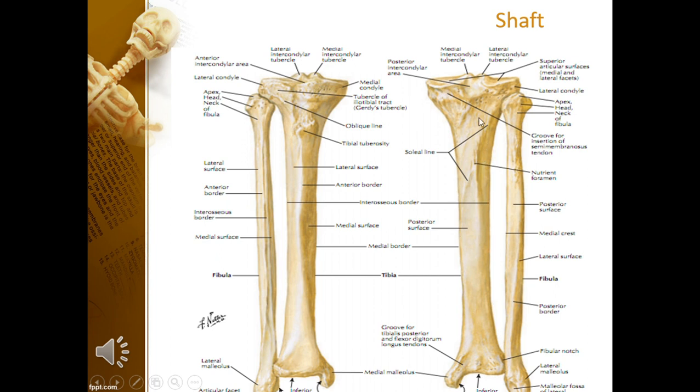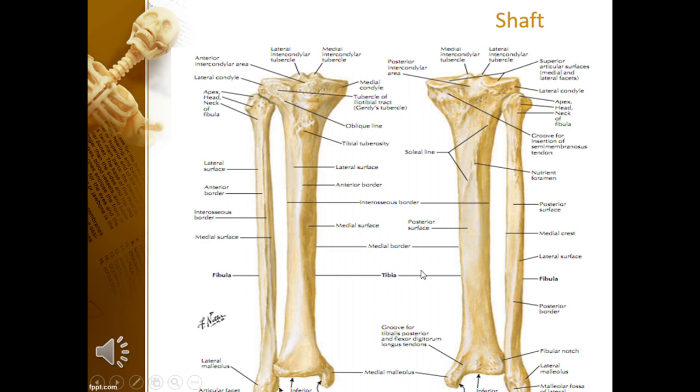In its upper part you can see an oblique line called soleal line, above which the triangular posterior surface is going to give attachment to an important part, and it is also a part of the popliteal fossa. Below the soleal line you can see a vertical ridge, and this ridge is going to divide the posterior surface into 2 parts, a medial part and lateral part.